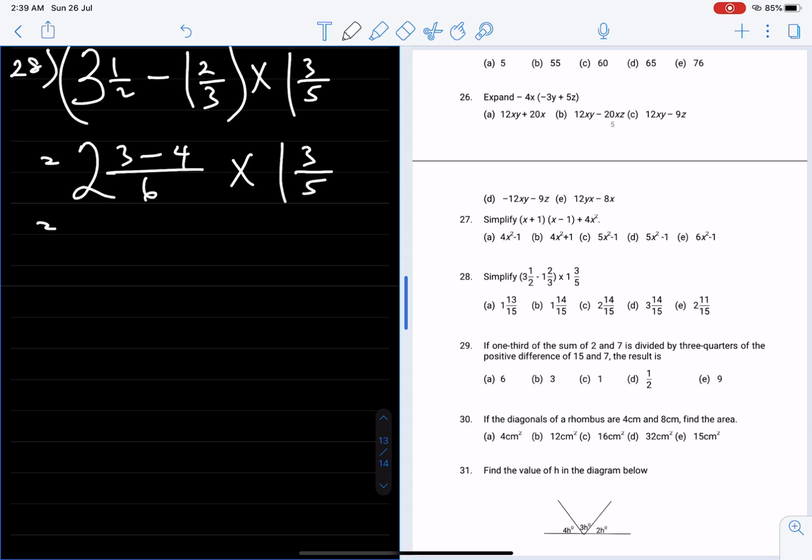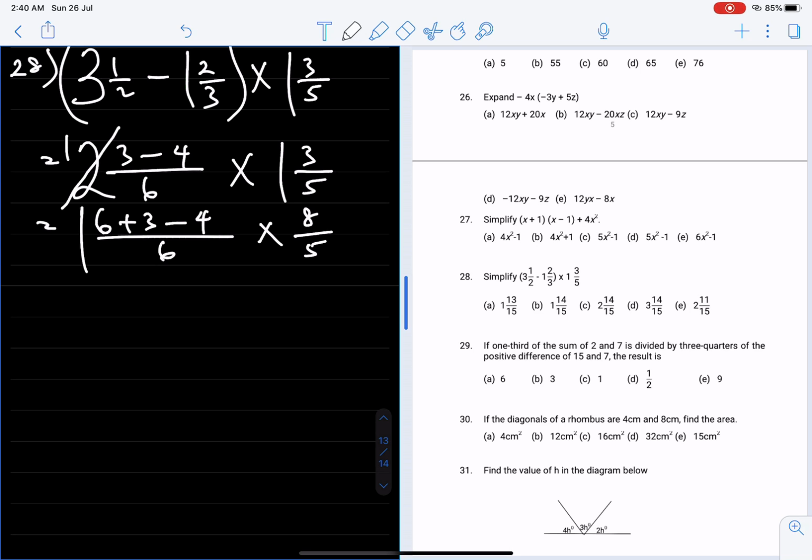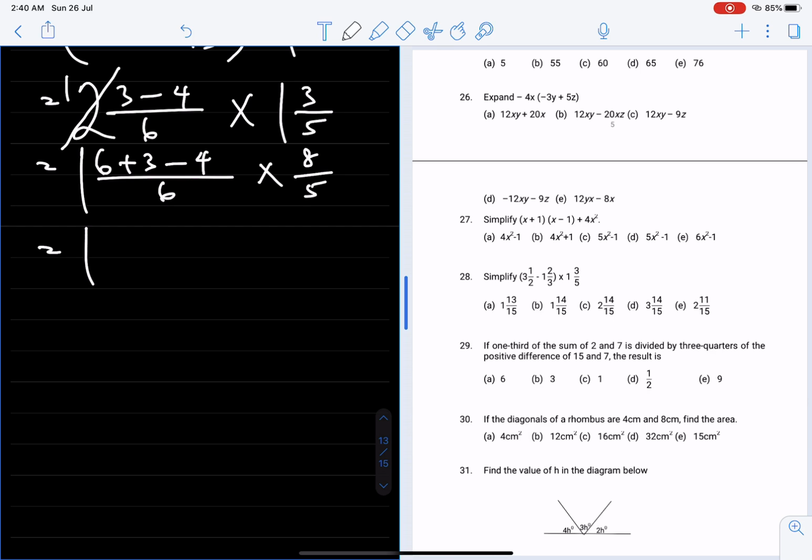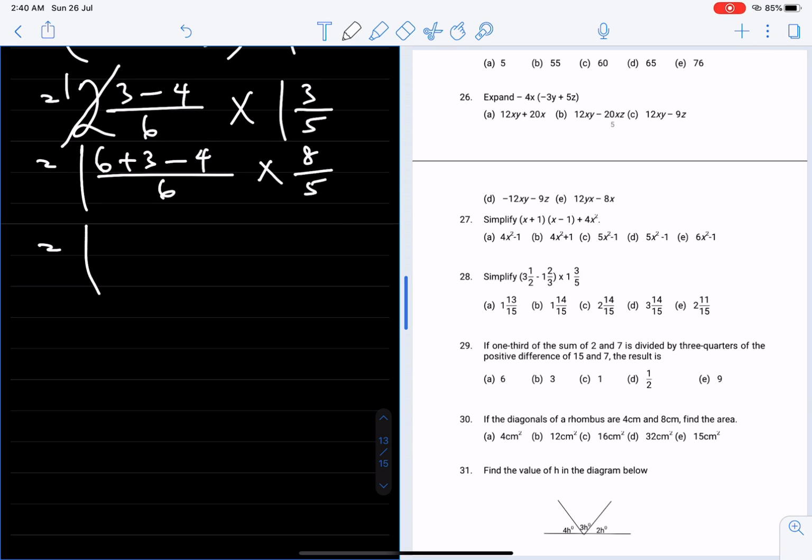Oh, here we can't take 4 out of 3. So we use that trick, which is borrow 1 from here. You'll be left with 1 whole number. The 1 you have borrowed, make it whatever the denominator is, which is 6. So 6 plus 3 minus 4 over 6 times, and since we are multiplying we are supposed to change this to an improper fraction, and that becomes 8 over 5. And then it's 1 whole number, 6 plus 3 is 9, minus 4 is 5 over 6 times 8 over 5.